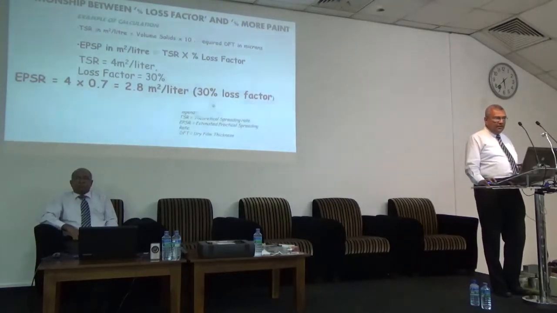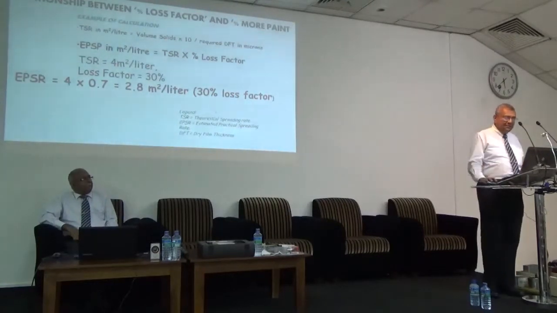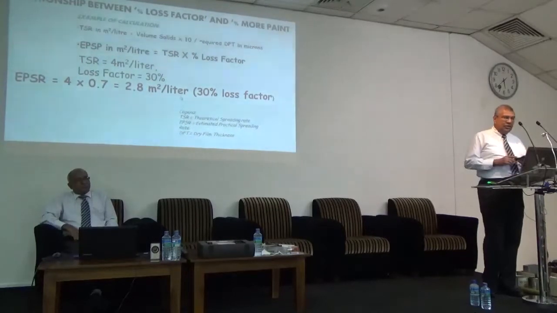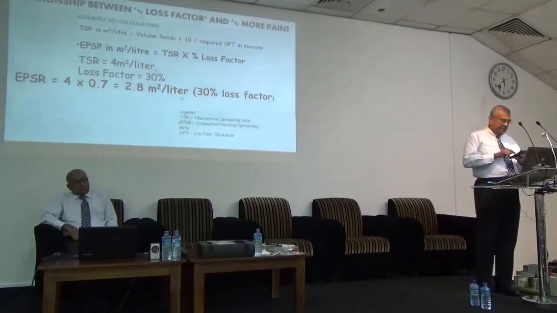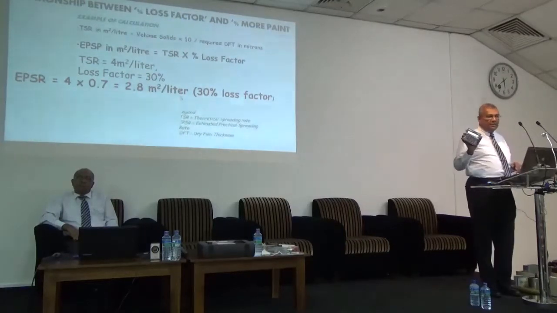So maybe we can do a little exercise, if you have a calculator or something. Say the solid content is 60%, the DFT is 150 microns. Can anybody give me the PSR? Solid content is 60%, the DFT is 150. So 60 into 10 over 150 will be 4 square meter per liter.